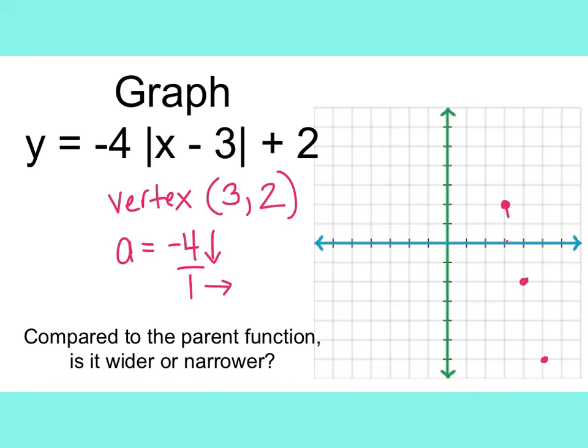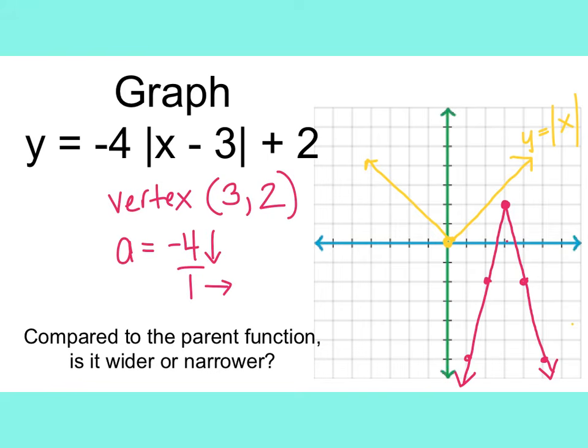And I'm going to do it again, down 4, right 1, and I'm going to sketch my right ray. My left ray would be down 4, but I'm going to go left 1. Down 4, left 1. Okay. And finally, the question is, how does it compare to the parent function? Is it wider or narrower?